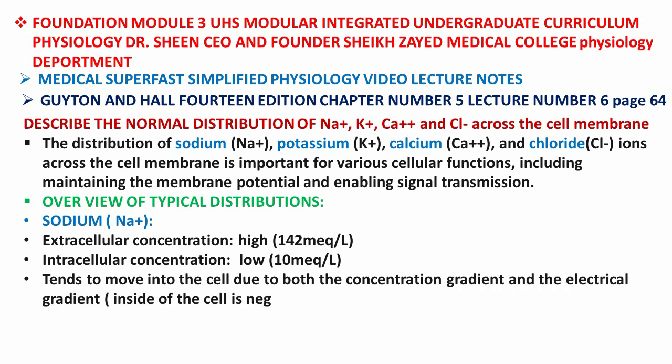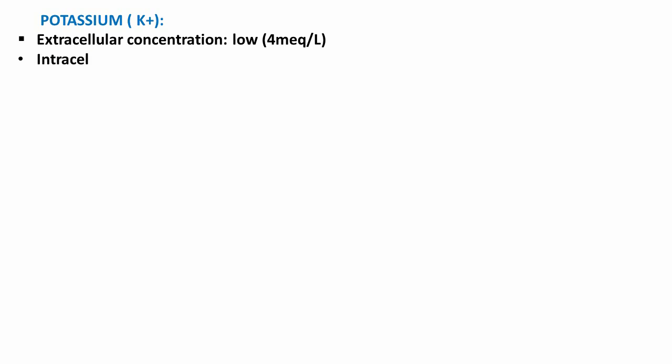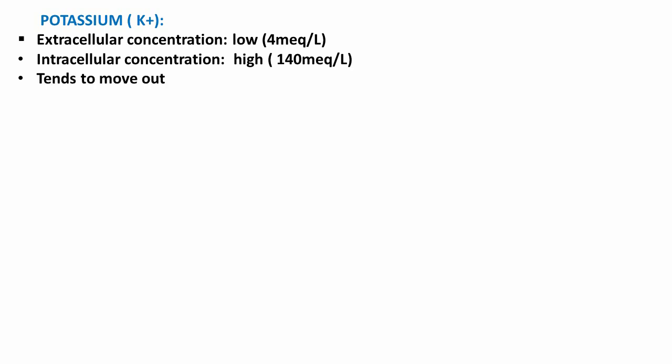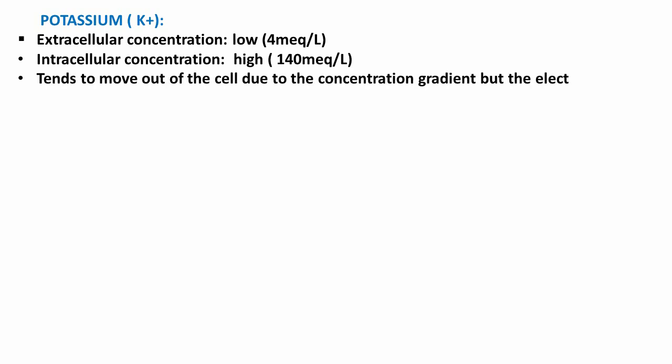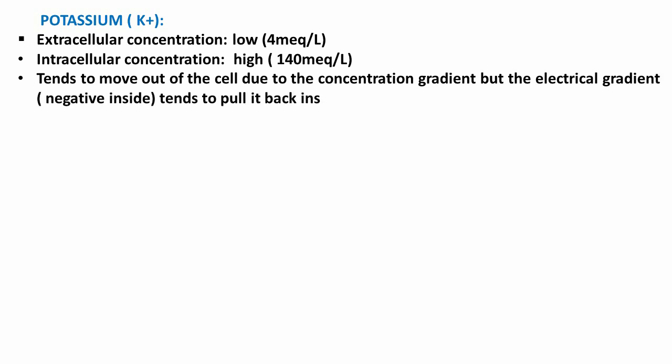Inside of the cell is potassium (K+): extracellular concentration low, 4 milliequivalent; intracellular concentration high, 140 milliequivalent. It tends to move out of the cell due to the concentration gradient, but the electrical gradient, negative inside, tends to pull it back inside.